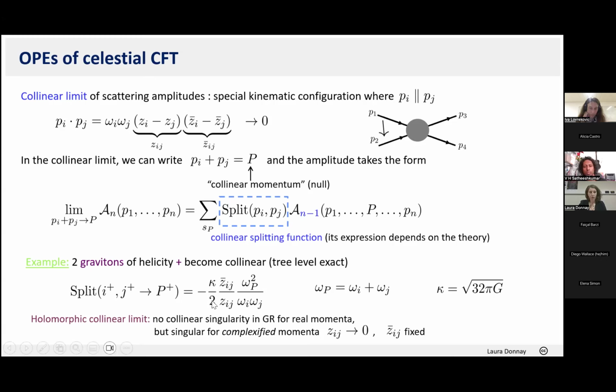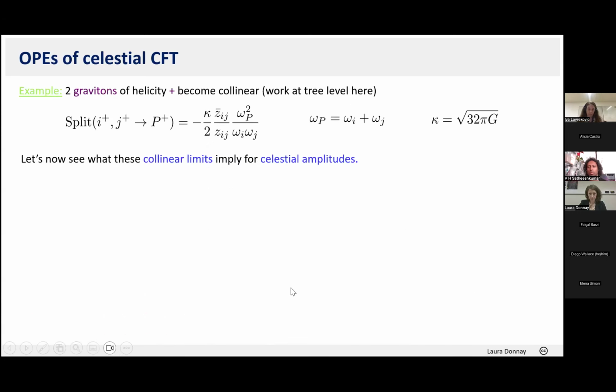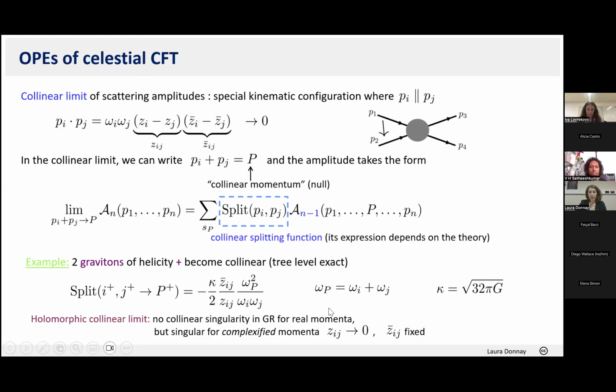However, we are going to work now in complexified momenta, and this is going to be important for a reason we are going to see. When you complexify momenta, you can take the so-called holomorphic collinear limit, where you send Zij to 0 while keeping Z bar ij fixed. This is something you can do when you complexify everything.